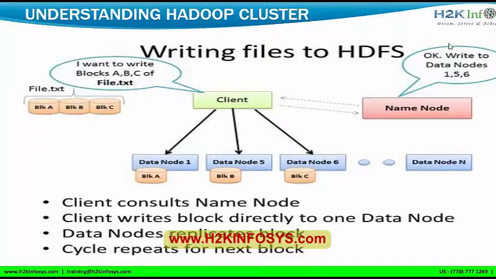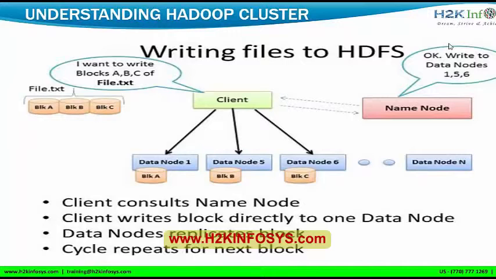Now the name node will say, okay, fine, I got your requirement. Write your blocks into data nodes 5 and 6, divide your file into 3 blocks with the default size of 64 KB, and have the replication factor as 3. That's what the name node will say. So the client is happy with the information he is getting from the name node, and he will divide the file. For example, take the input file as file.txt. The client will divide file.txt into 3 blocks, block A, block B and block C.